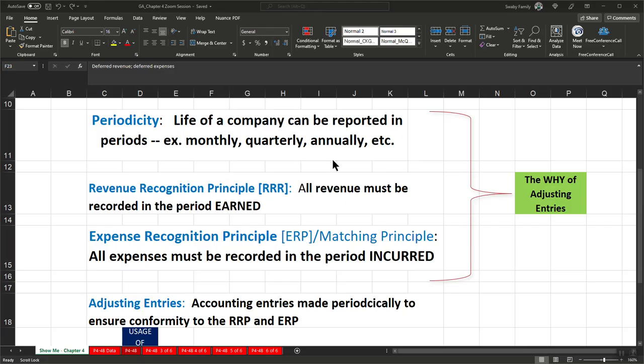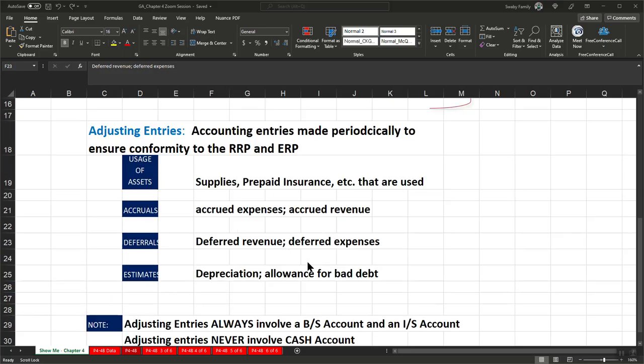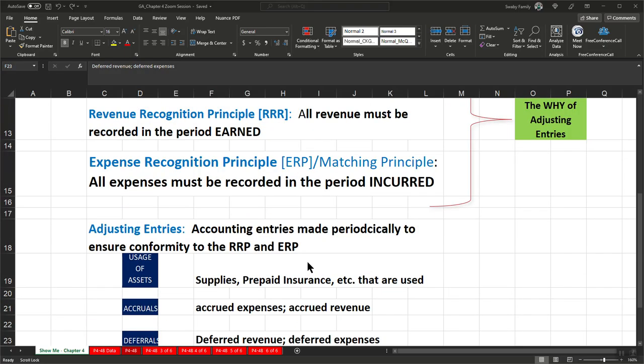And then there are two others, the revenue recognition principle, which requires that all revenue be recorded in the period in which it was earned, whether cash is received or not, and expenses be recorded in the period in which they were incurred. This is called the expense recognition principle, or you may hear it referred to as the matching principle. So, what exactly is an adjusting entry?